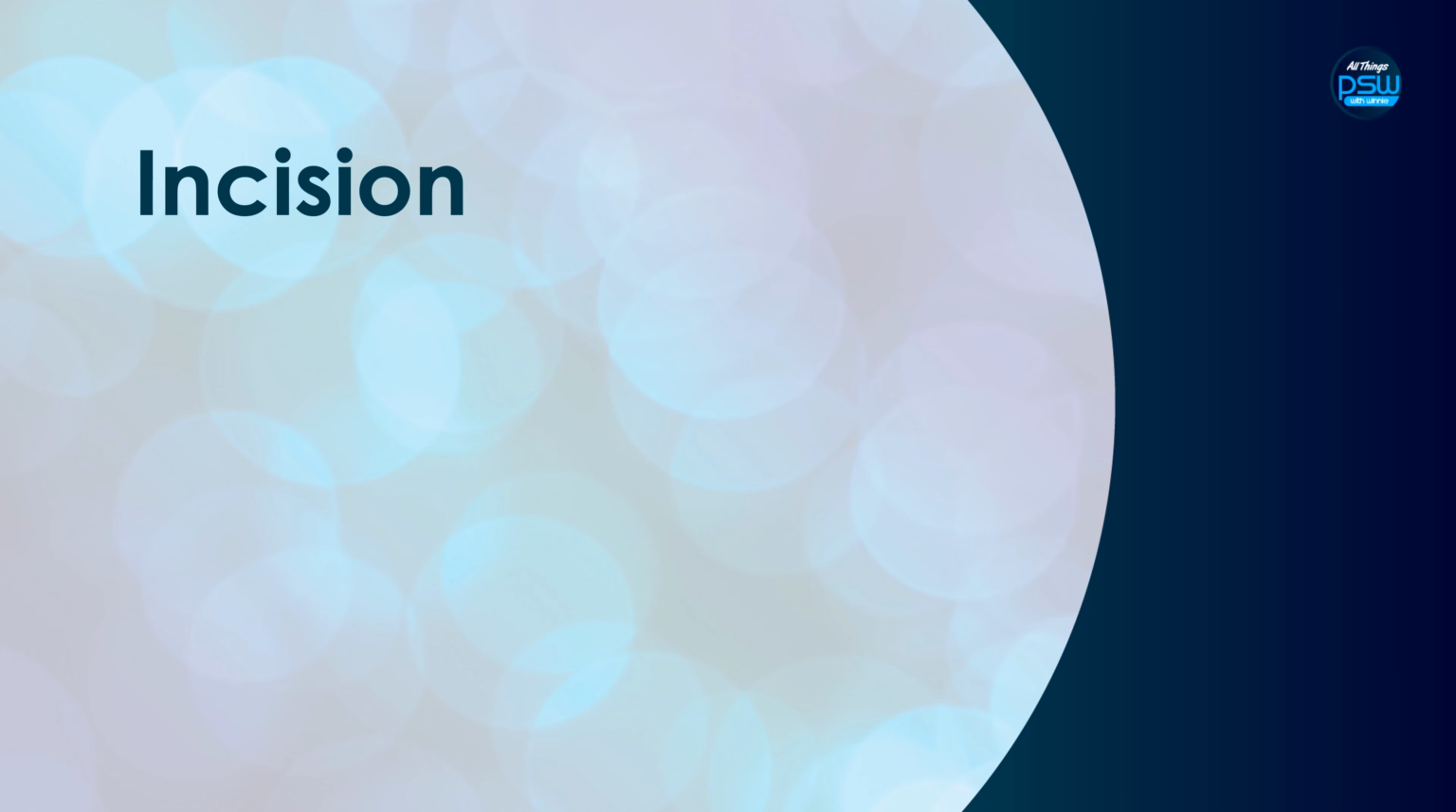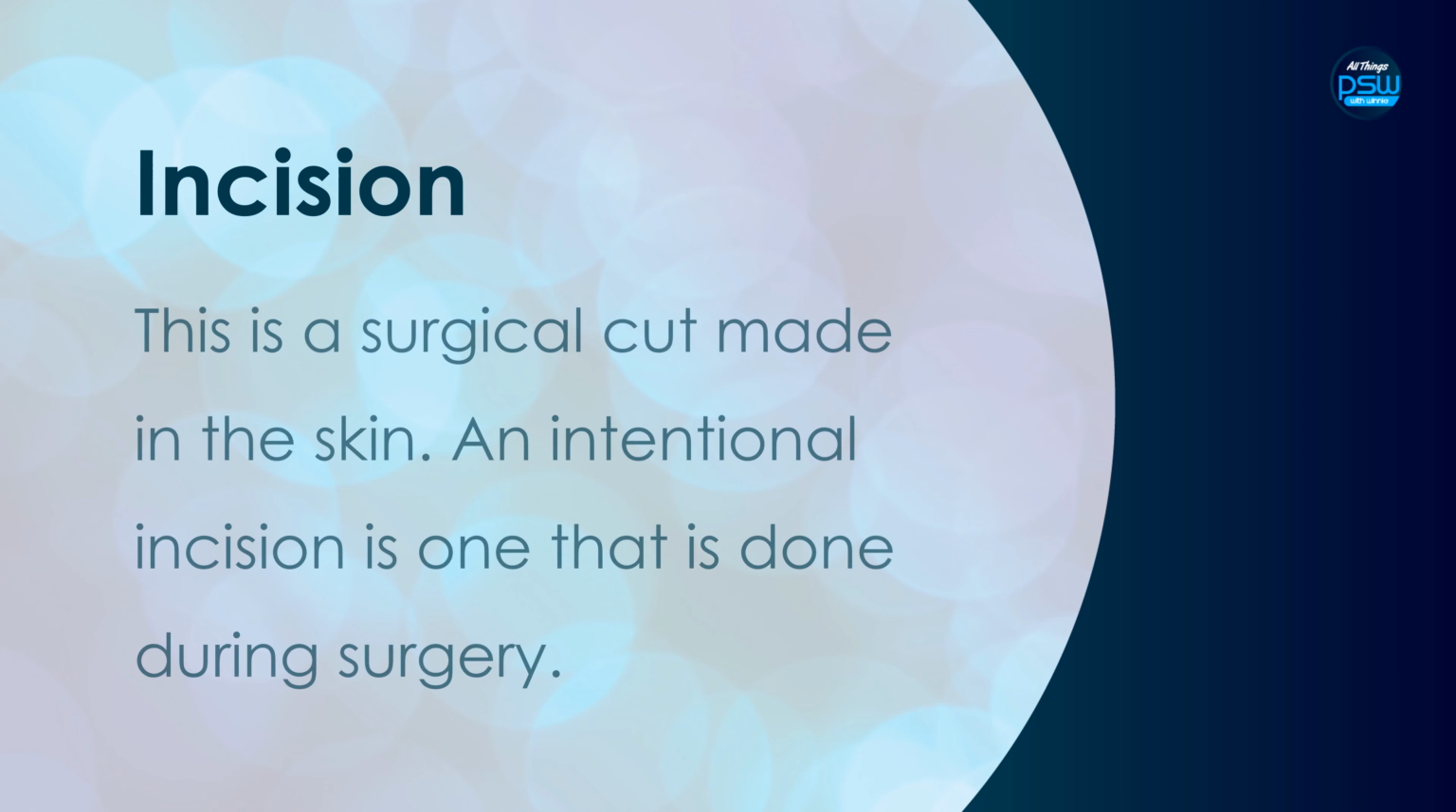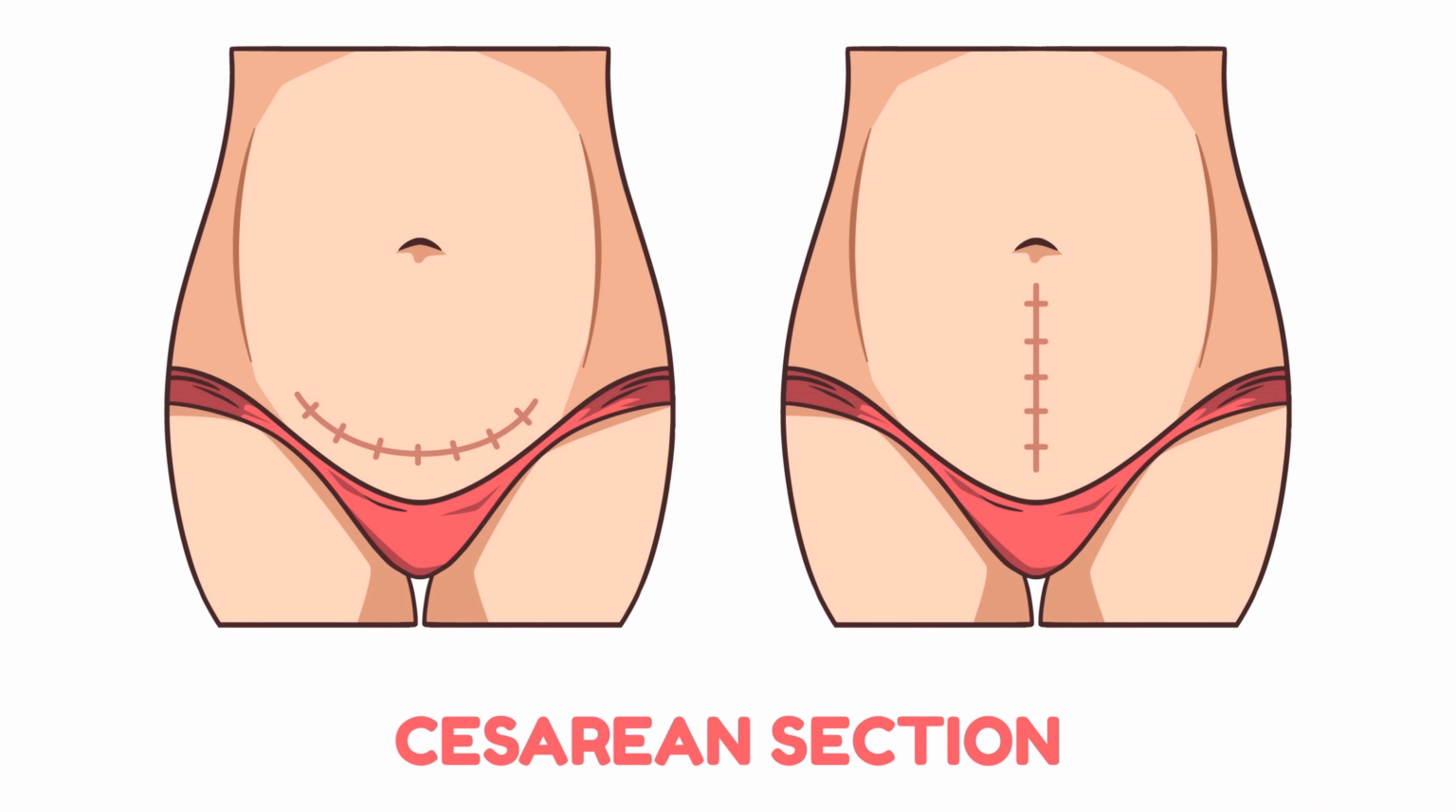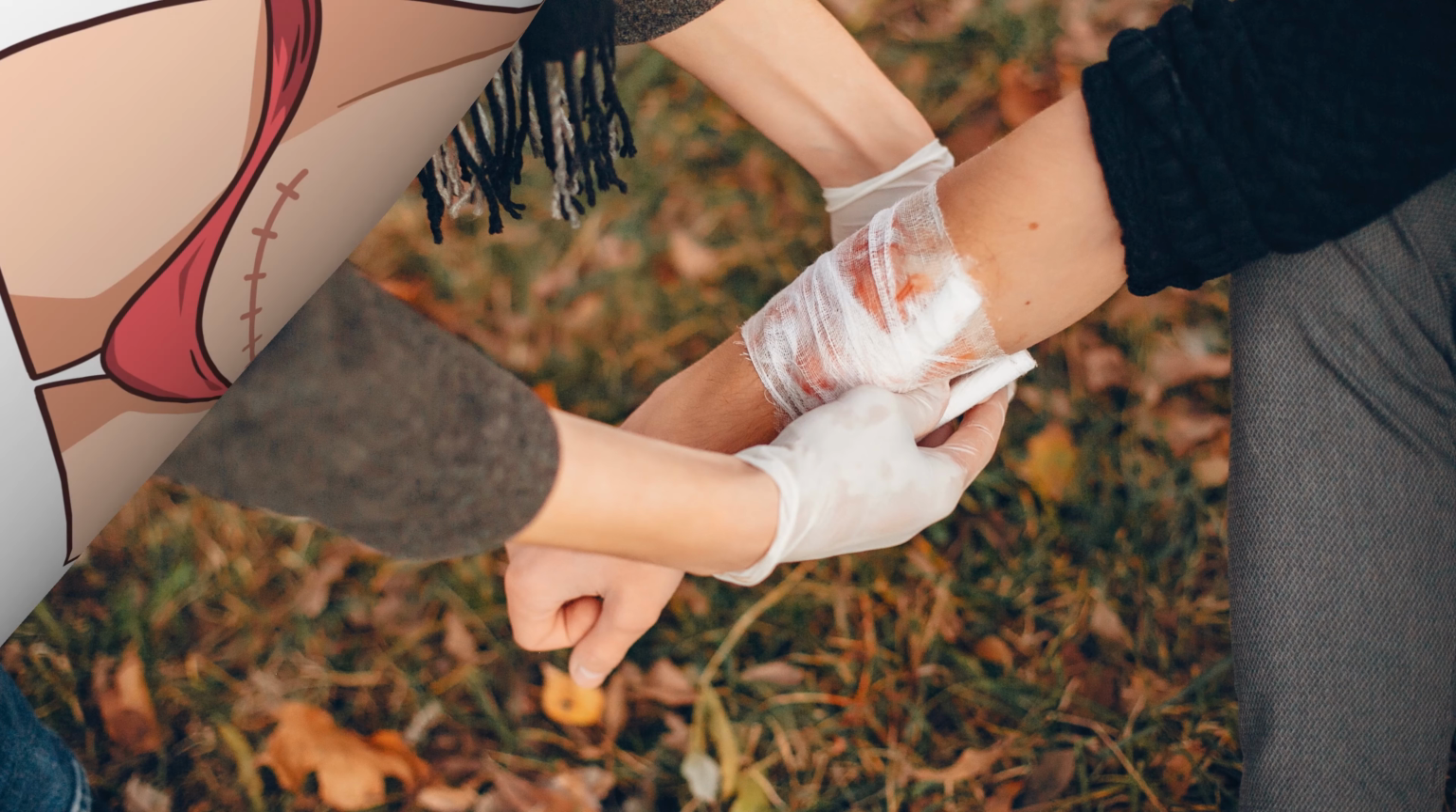An incision, however, is a surgical cut made into the skin. Think of someone who is having a C-section. They open up that abdominal wall to ensure that the baby comes out. So an intentional incision is one that's done during surgery.